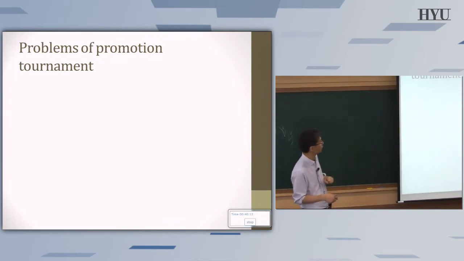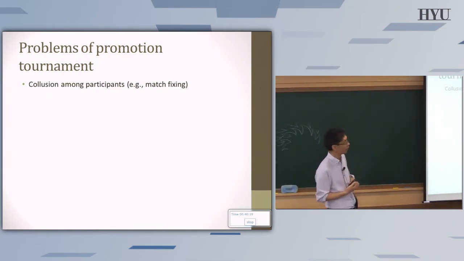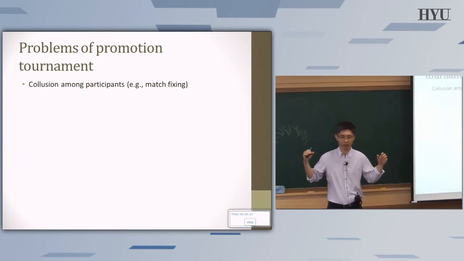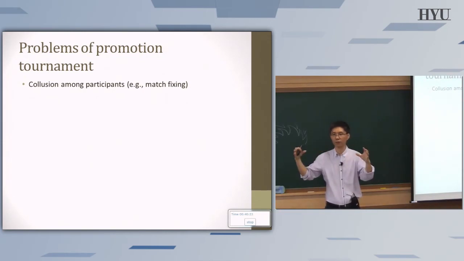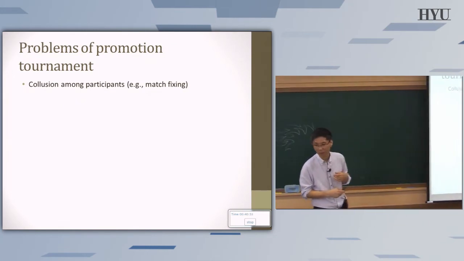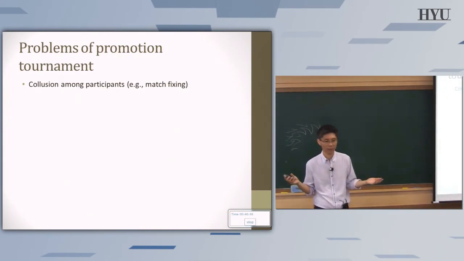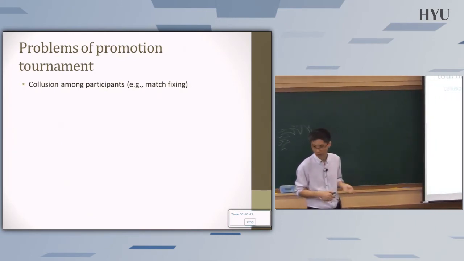So promotion tournament is used in large companies, but there are problems. One is that collusion is possible. If the number of people gets smaller and smaller at the top level, you probably have only 2 or 3 candidates for the next level. Then it is possible there may be collusion. Collusion is that they just get together and decide the output by themselves. And that can be counterproductive.